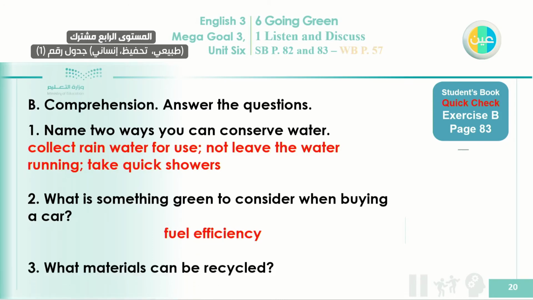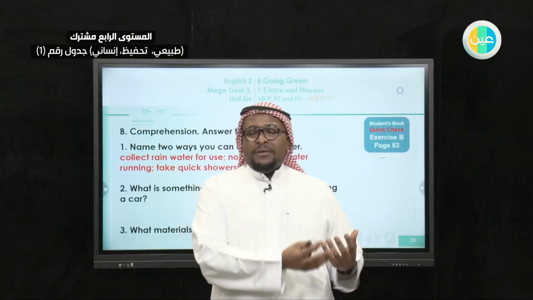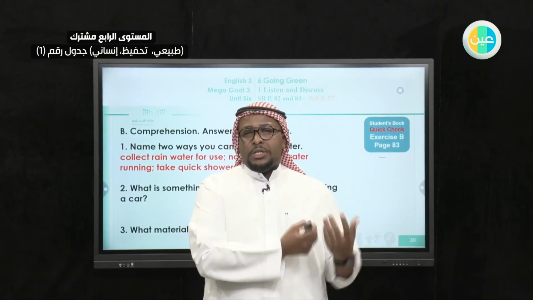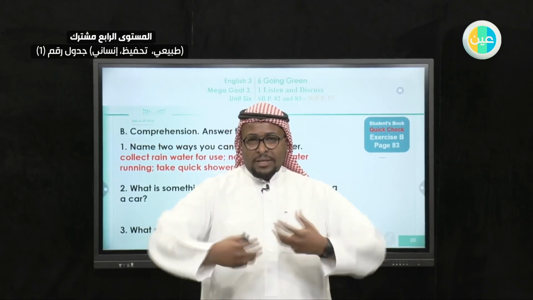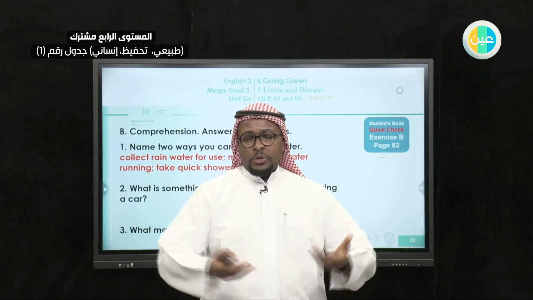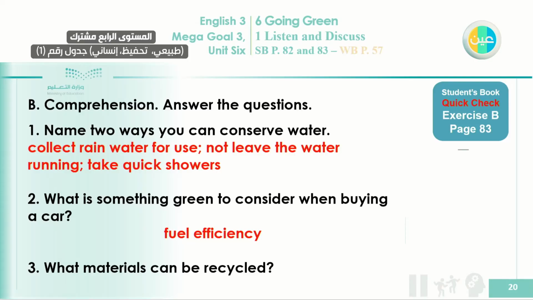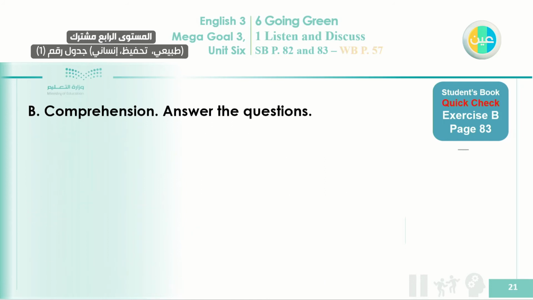And number 3, what materials can be recycled? Recycling is very important, which actually means how we can benefit from certain goods or items which are old or not used in our houses, and of course make them beneficial and use them one more time. So this is the concept of recycling. What materials can be recycled? Of course, plastics, papers, glasses, and metal. All these items can be recycled at homes and at other places.